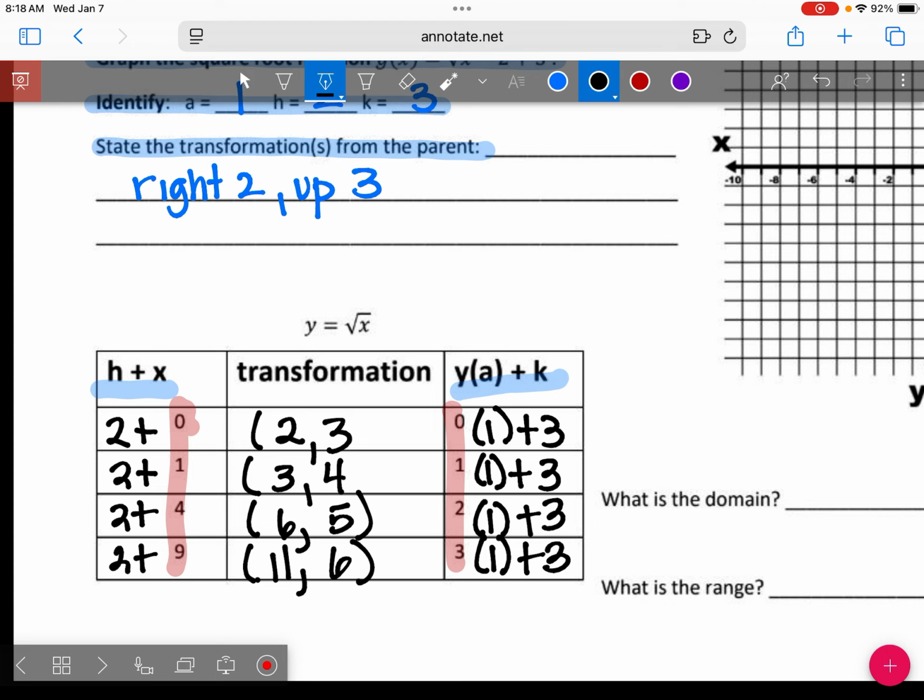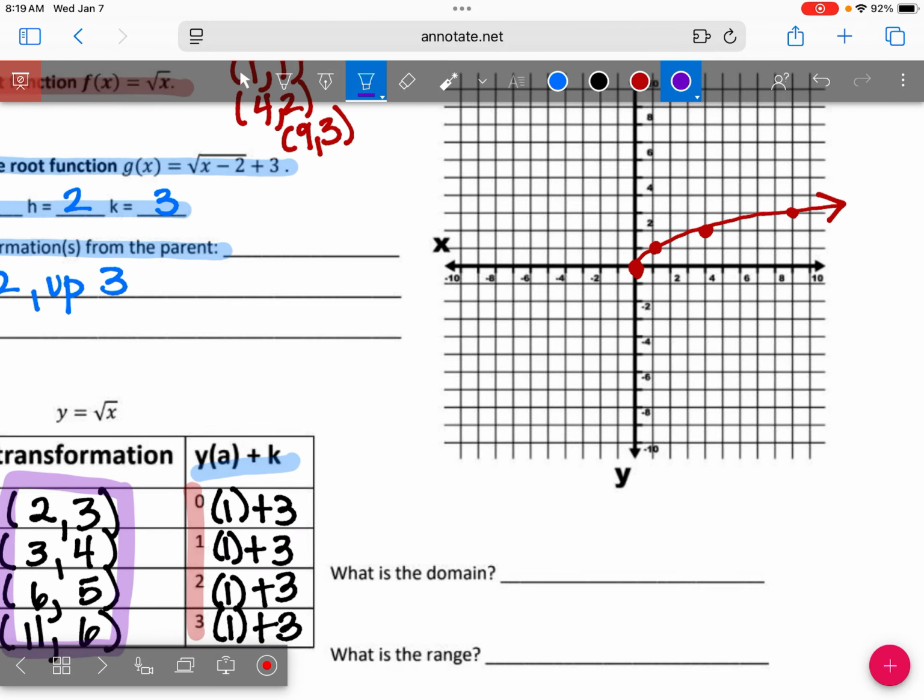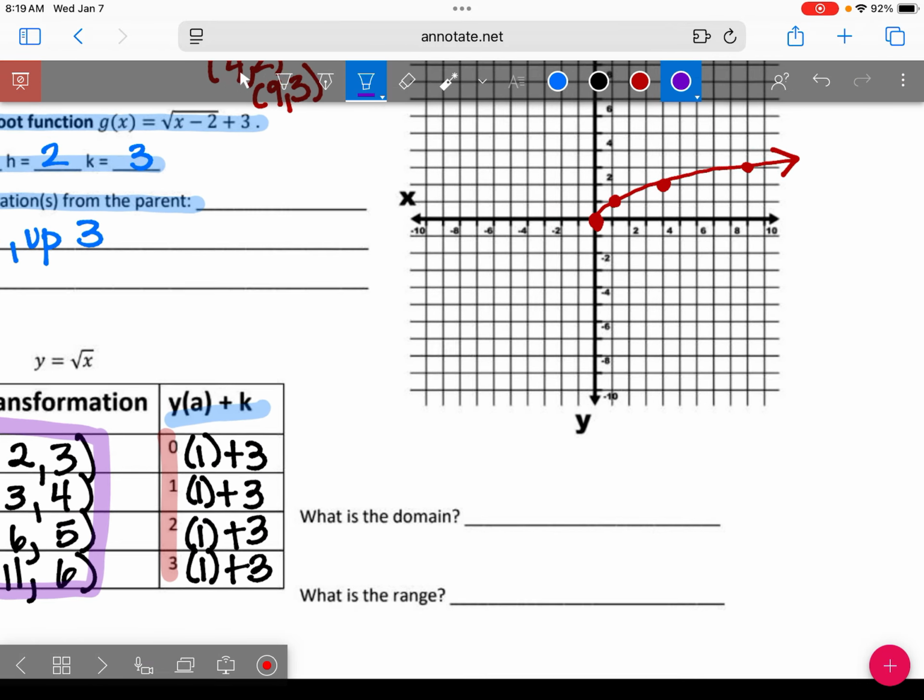Okay. Now, the 11 doesn't quite fit. This doesn't fit, so I'm going to have to bootleg it a little bit. But let's go ahead and graph this set of ordered pairs. So we're going to put a point at 2, 3, 3, 4, 6, 5, and 11, 6.